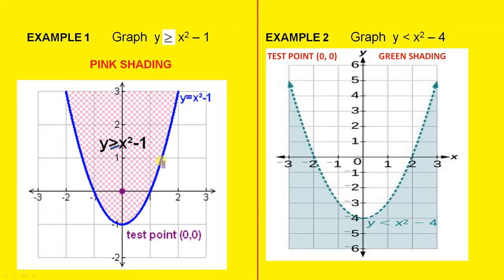And notice we have a full line. This is really important. We have a full line because over here we have greater than or equal to. When the equal to sign is included, it's a full line.